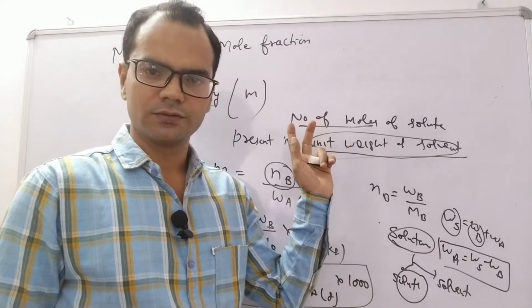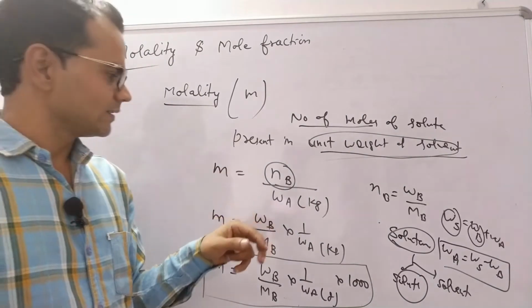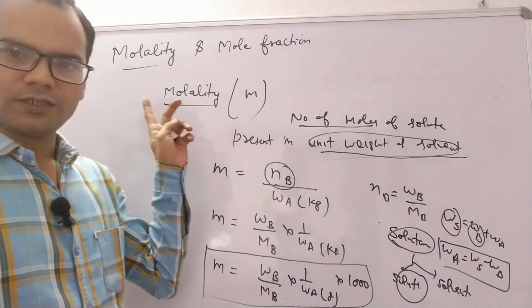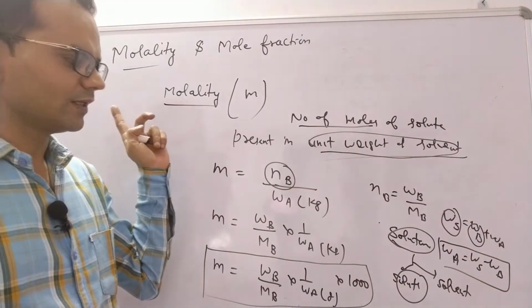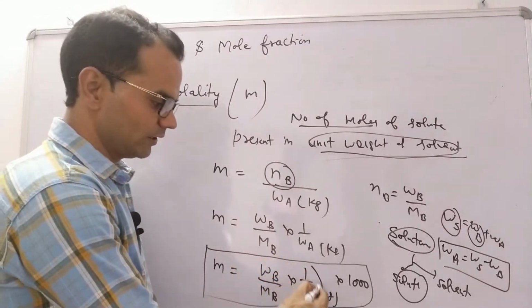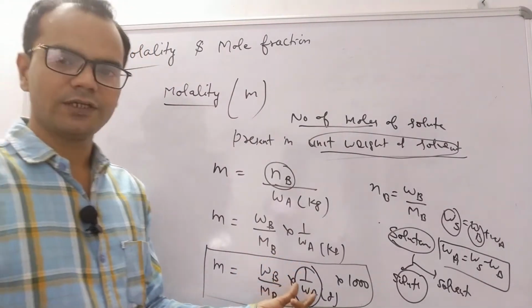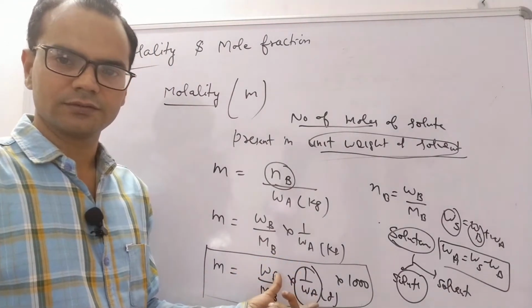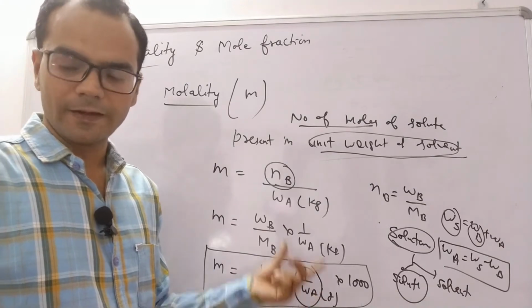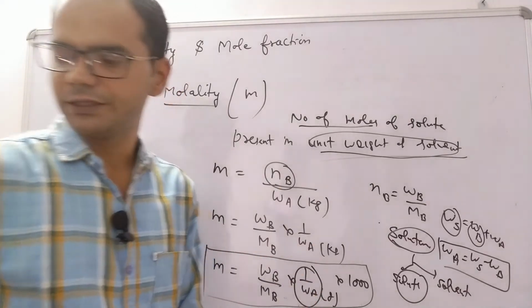So this is the basic difference between molality and normality and molarity. There we used volume, but here we have unit weight of solvent. Easy. And why is molality a preferable unit?